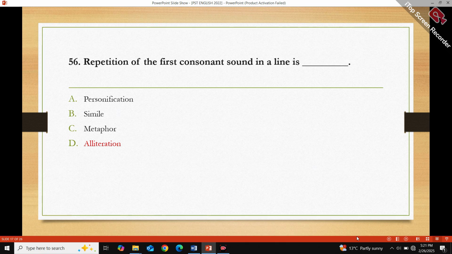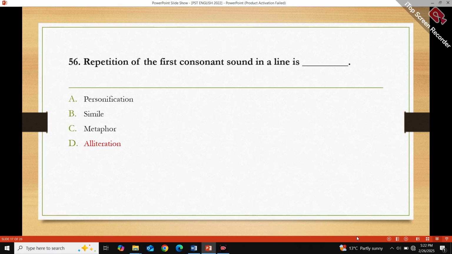So here the next one is, repetition of the first consonant sound in a line is dash. ऑप्शन ए इज personification. Personification हम कहते हैं it is actually a figure of speech where human qualities or actions are attributed to objects or animals. For example जब हम कहते हैं कि wind whispered, it means कि wind को हमने human quality दी कि it can whisper. So here wind whispered is a personification. And option B is simile. Simile is also a figure of speech that compares two unlike things using like or as. For example, when we say he was as brave as a lion, here we use as to compare two things.